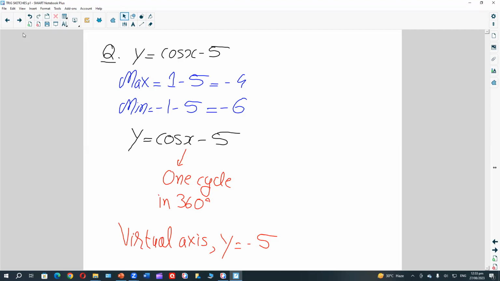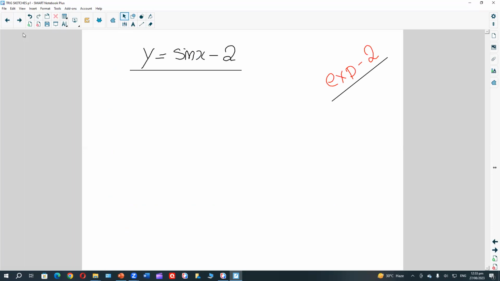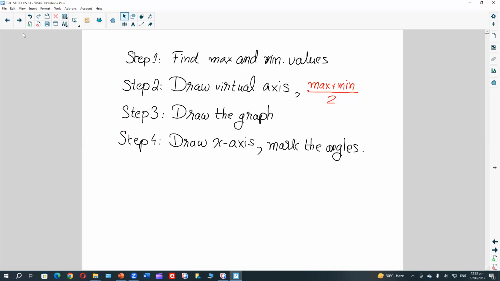Sir, I need to understand one thing. For virtual access, you divided the maximum value by 2, and the maximum value is... no, minus... Read the steps again, please. What's the formula for virtual access? Look at the screen. Maximum plus minimum. Oh, I didn't see that. I've been saying maximum value divided by 2. Look at it again. Yes, done. Thank you.